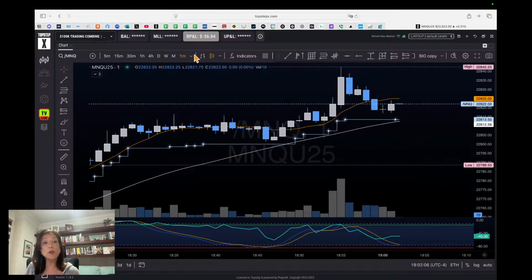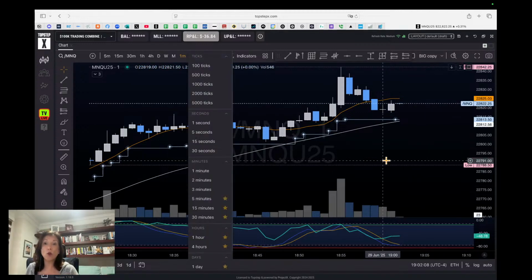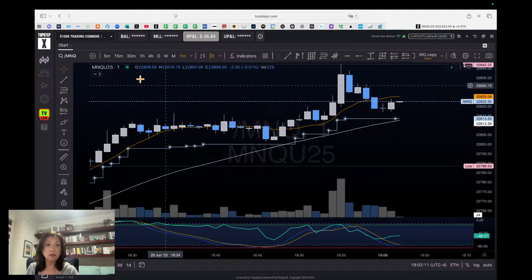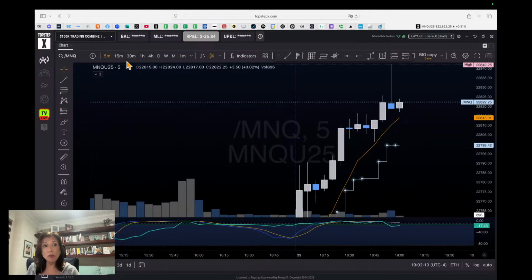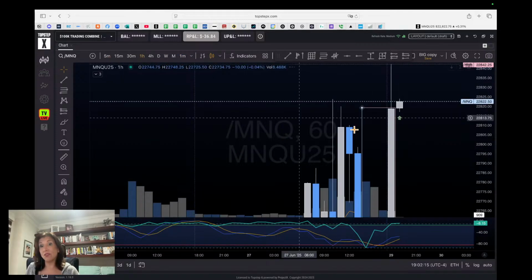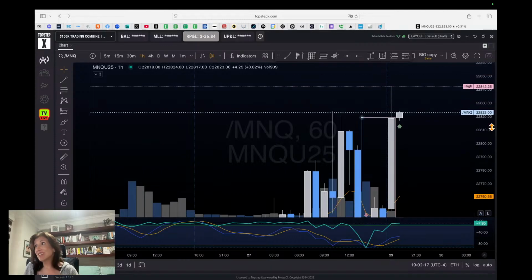I can't trade a 1 minute because my brain does not work fast enough to do that. I know where I'm good and I know where I suck. And that's where I suck.